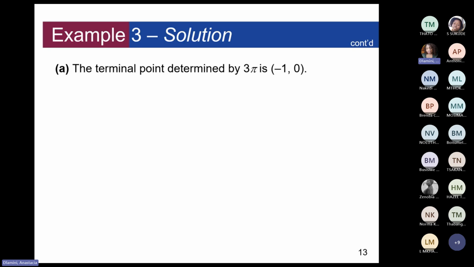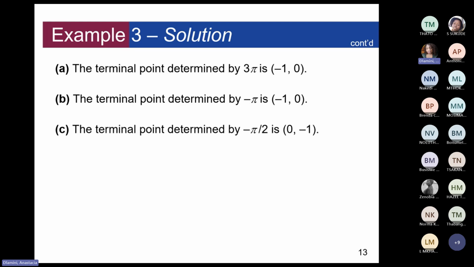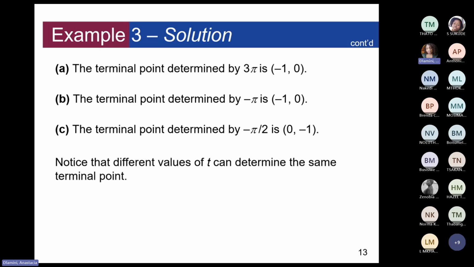So now they say the terminal point determined by 3 pi is negative 1 and 0. Yippee to us, we got it. The terminal point determined by negative pi is negative 1 and 0. We got it. And then the terminal point determined by negative pi over 2 is 0 and negative 1. We got it. Well done to us. Notice that different values of t can determine the same terminal point, such as this one and that one.